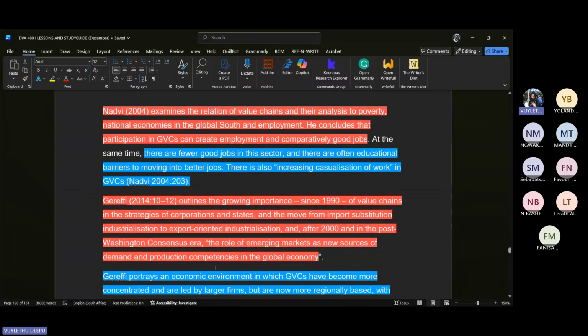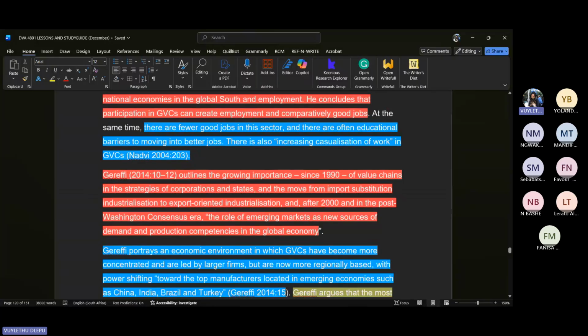And then Gereffi's views. He outlines the growing importance since 1990 of value chains in the strategies of corporations and states, and the move from import substitution industrialization to export-orientated industrialization. And after 2000, in the post-Washington Consensus era, the role of emerging markets as new sources of demand and production competencies in the global economy.